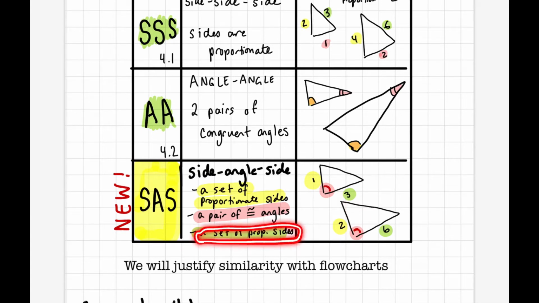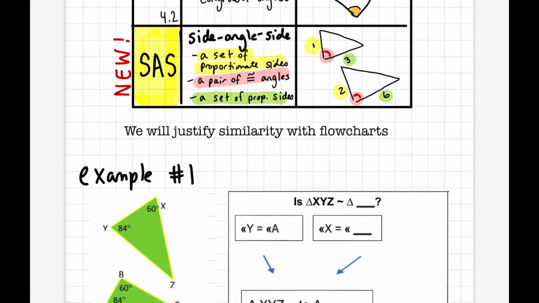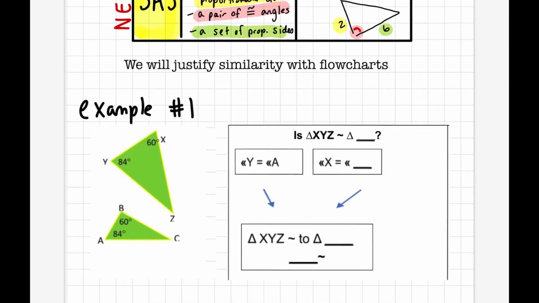And then following that, it needs to be another set of proportionate sides. So side, then the angle, then that last side. And again, those sides need to have the same proportion, the same proportion of two there, or any same proportion.